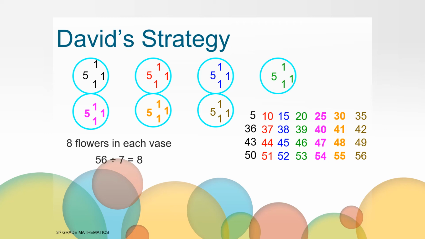And the equation that matches this strategy is 56 divided by 7 equals 8, because the total of 56 flowers can be equally divided into 7 vases, which is 8 flowers in each vase.